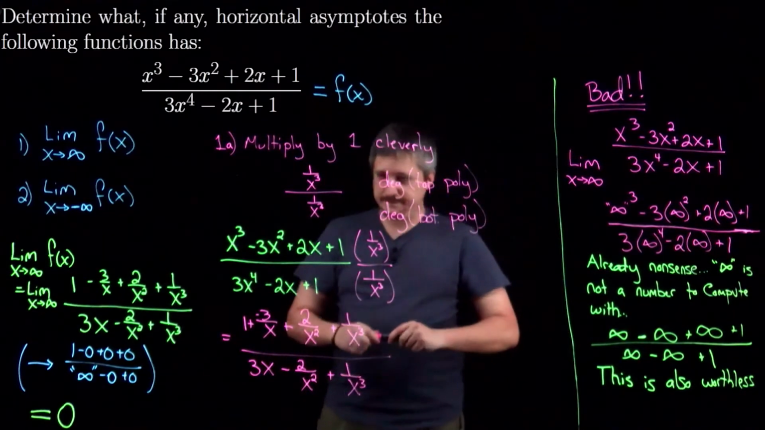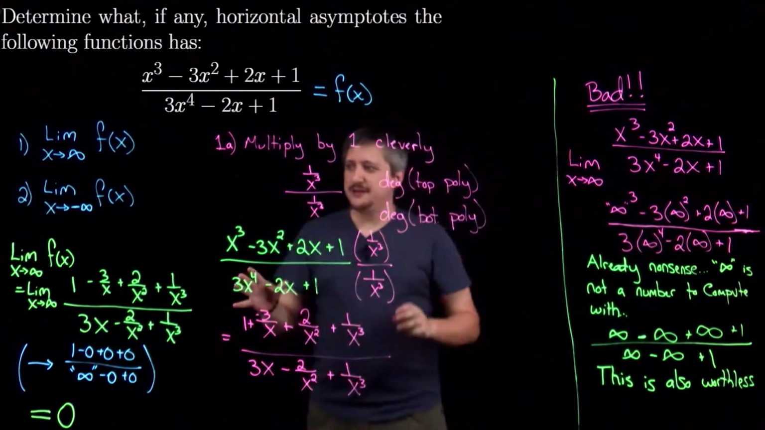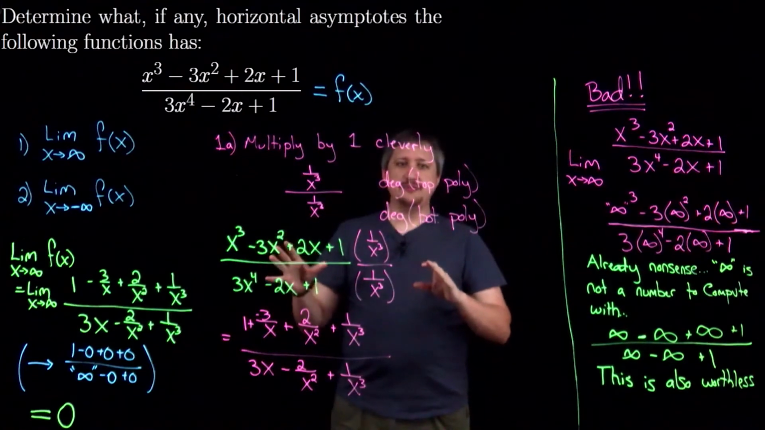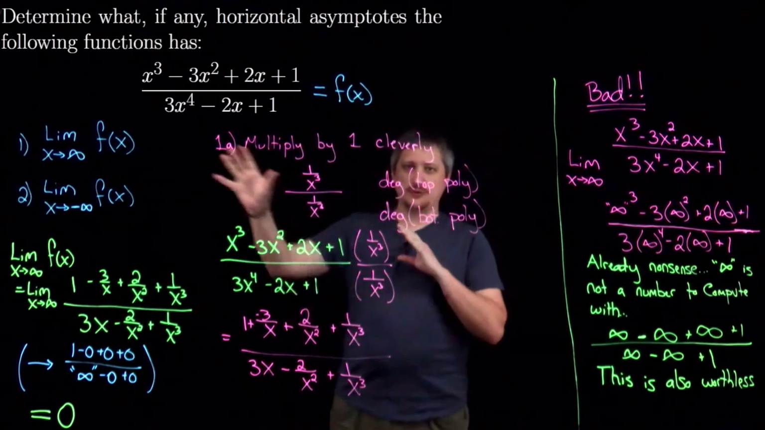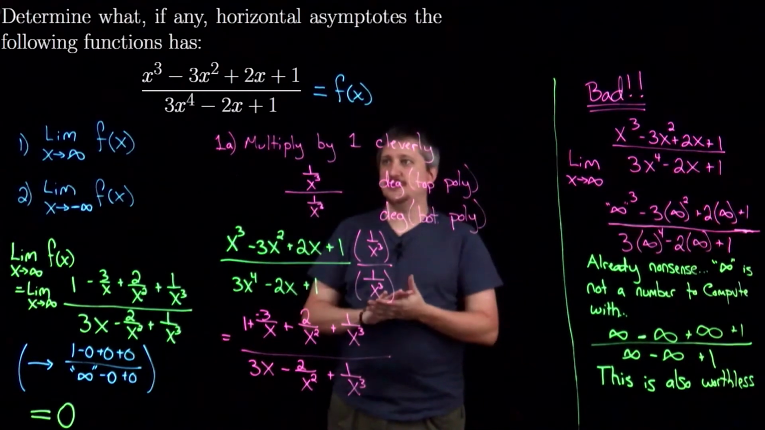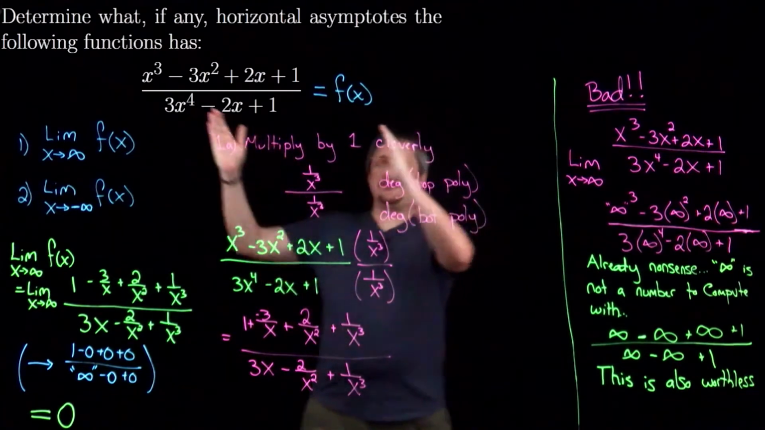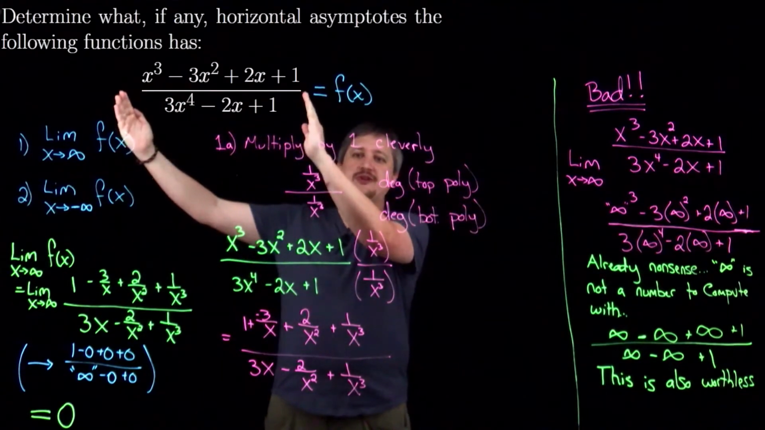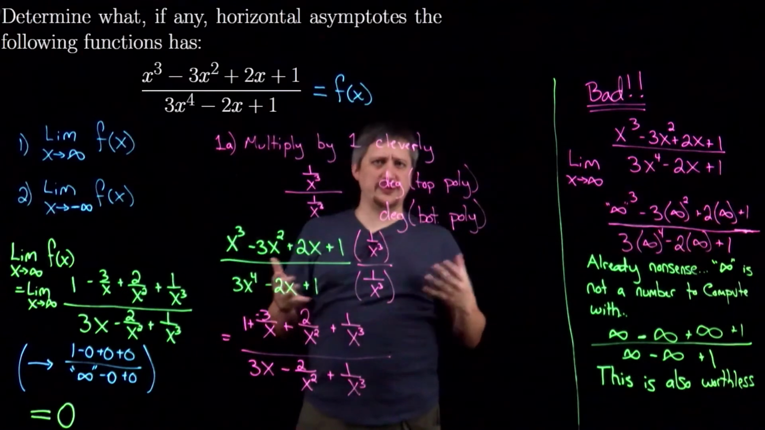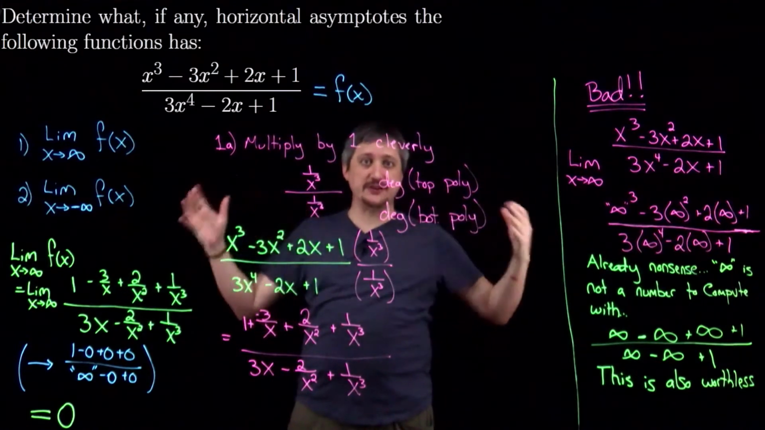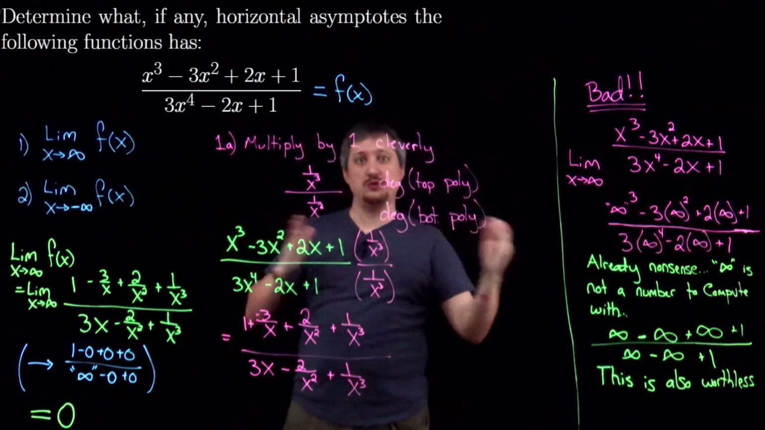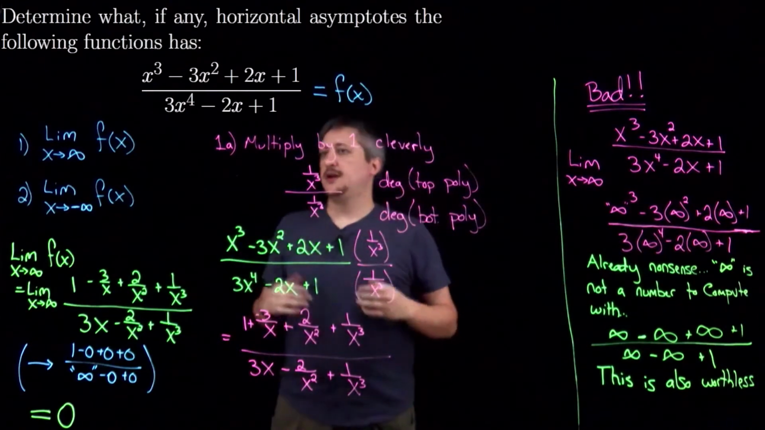So again, I want to recap all of the stuff that I just did for x going to infinity here. I have this original thing. I want to know about horizontal asymptotes. Horizontal asymptotes are end-term behavior. They happen when x is infinitely large, positive and negative. So I want to check both of those things.